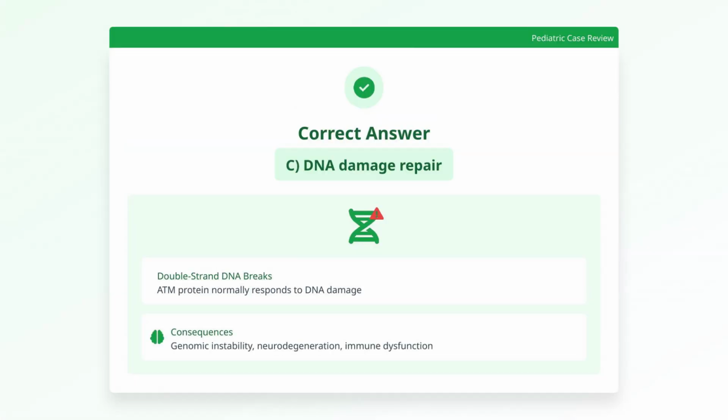In Ataxia telangiectasia, DNA damage repair is the primary cellular process impaired. The ATM protein normally functions as a sensor of double-strand DNA breaks and activates cellular responses to repair this damage. When this function is lost, cells accumulate DNA damage leading to genomic instability, which explains the increased cancer risk, neurodegeneration, and immunodeficiency seen in these patients.